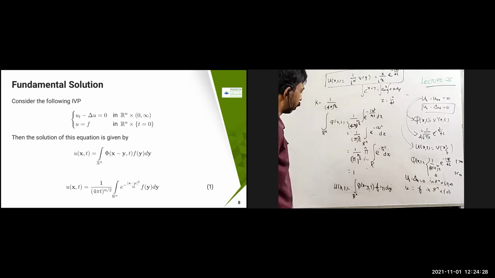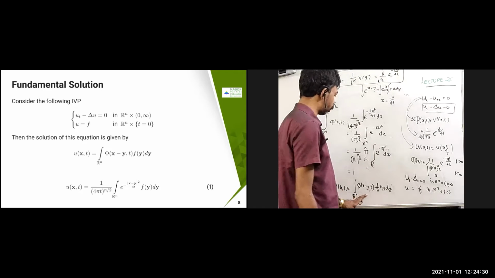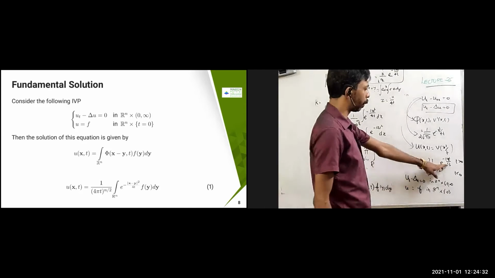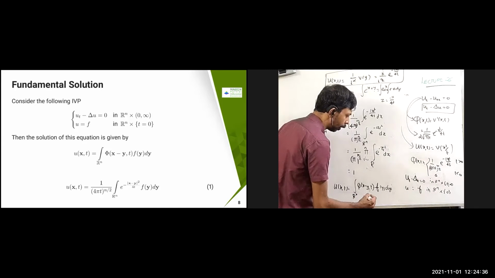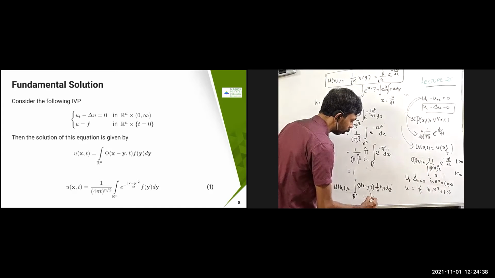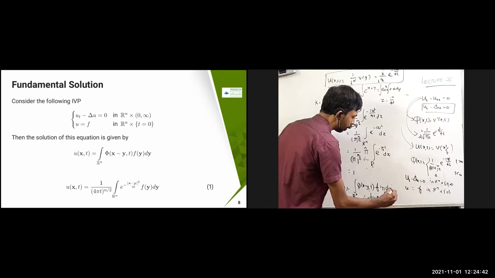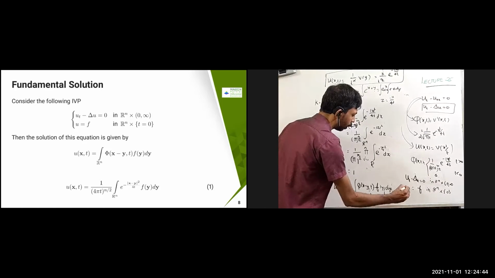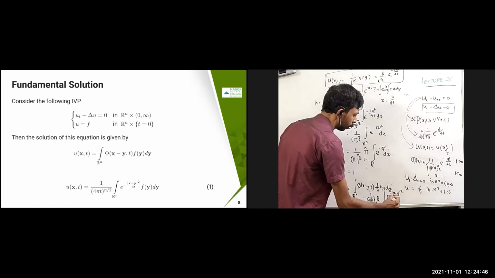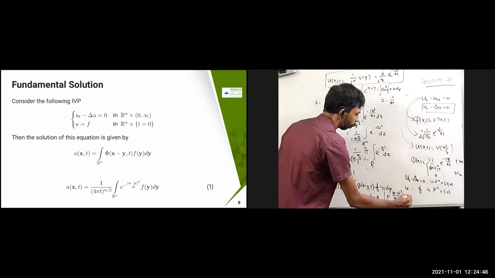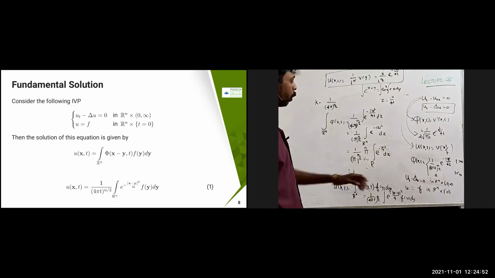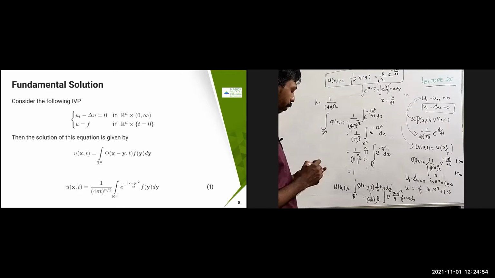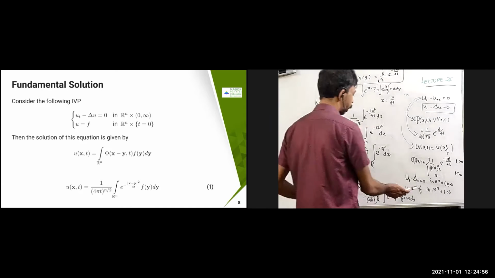Okay, so you know what e power minus (x minus y) square by 4t is. So that is nothing but e power minus x square. Therefore, this is going to be (1 by 4 pi t) whole power n by 2, e power minus mod x minus y whole square by 4t, into f of y dy. So this is the solution for u of x comma t in the case of this problem.